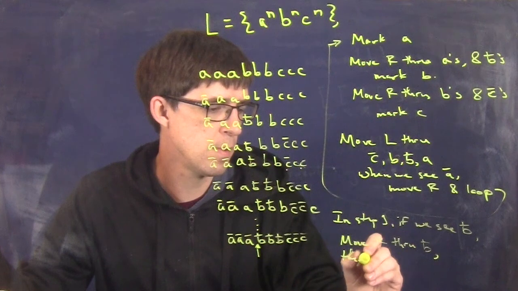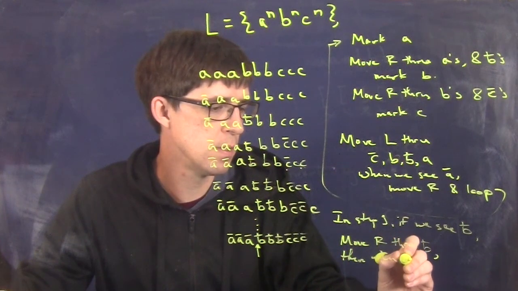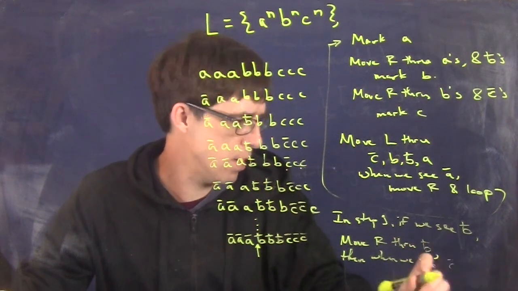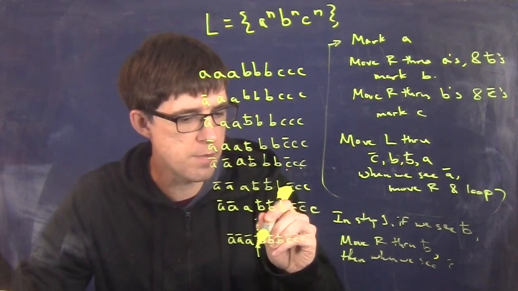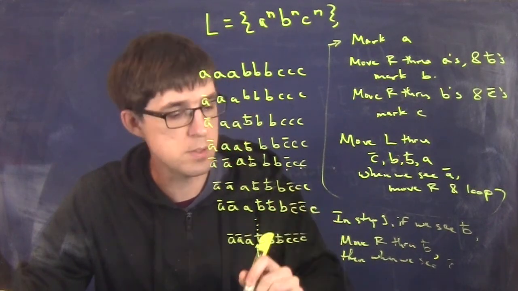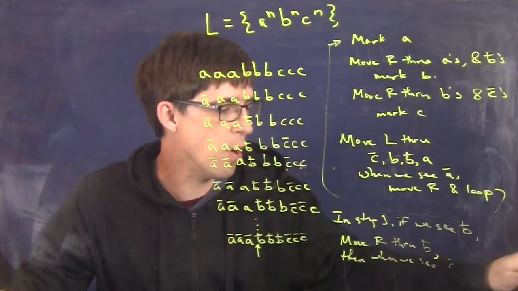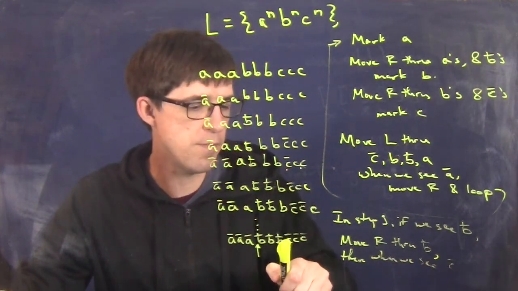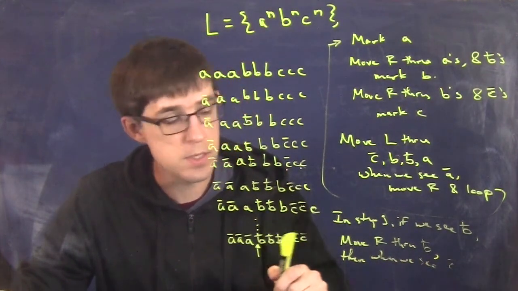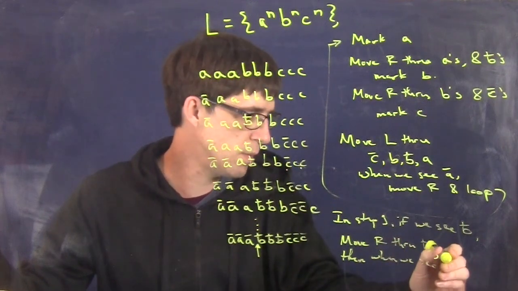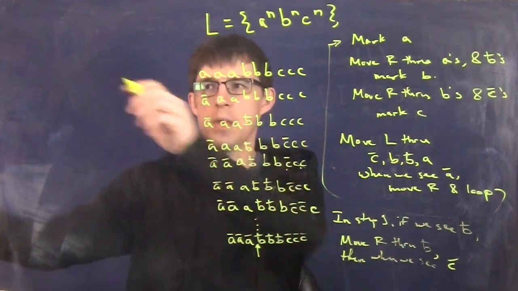Then when we see C bar, that means after you have gone through a bunch of B bars, seeing no B's, then when we see a C bar, we switch, and from there we try to go through and see only C bars. So when we see C bar, I think I'm running out of room. Can I just continue over here?